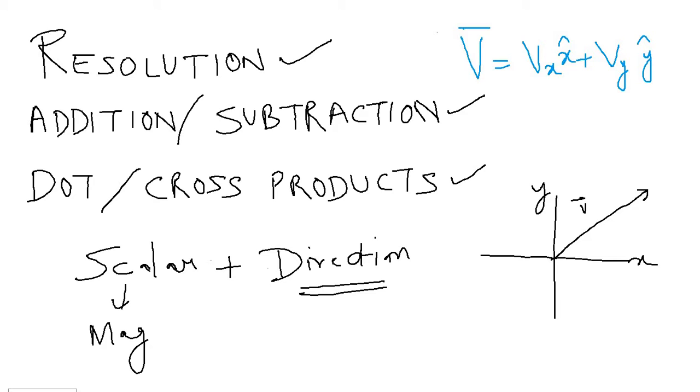Suppose you have a vector v which is given by vx in x direction, vy in y direction. Now I'm using x cap and y cap to represent the directions. People usually use i cap instead of x cap and j cap instead of y cap, but I'm using these for simplicity.